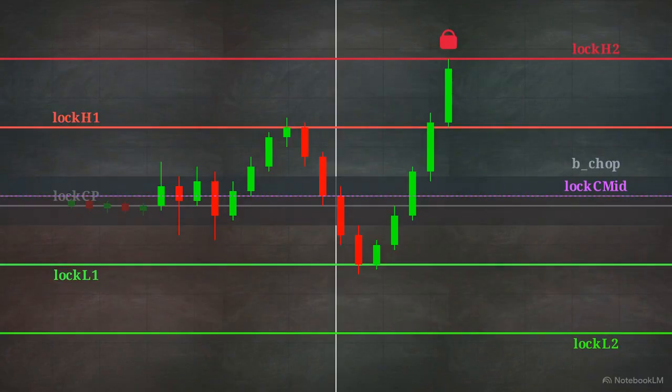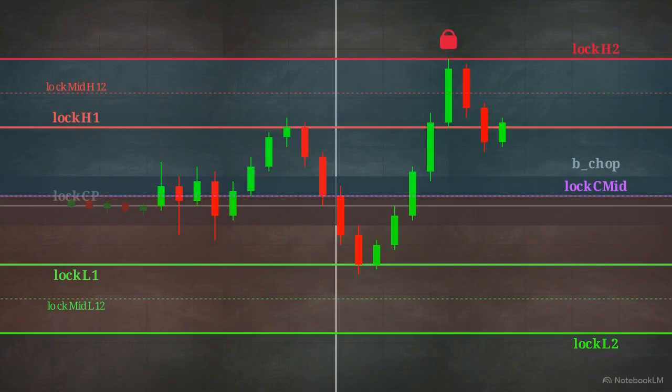The most critical operational zones within the DRW framework sit in the empty space between these major boundaries. A dashed fuchsia line generates here, bisecting the total distance between the H2 and L2 extremes. Labeled Lock C mid, this acts as the rolling gravitational axis, bridging the ultimate bullish and bearish limits. If price anchors above this specific axis, the bulls hold structural market control. If it drops below, the bears actively possess the field.